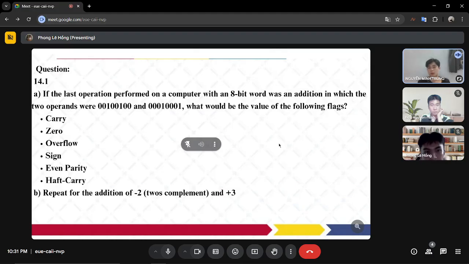Problem 14.1. A. If the last operation performed on the computer with an eight-bit ALU were an addition with the two operands 0010 0100 and 0001 0001, what would be the value of the following flags: carry, zero, overflow, sign, even parity, half carry? B. Repeat for the addition of the two's complement and magnitude 3.